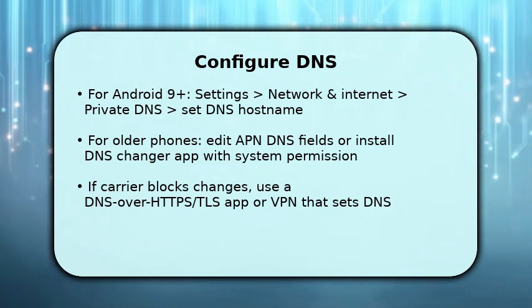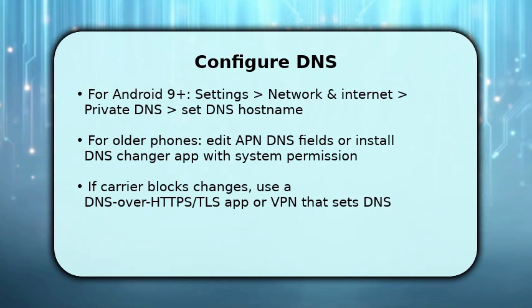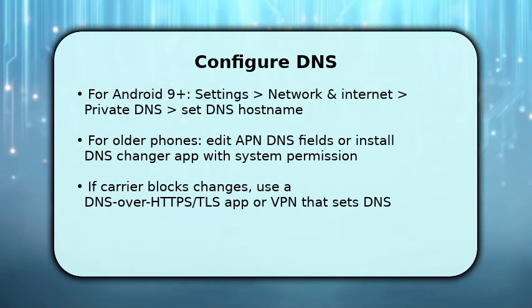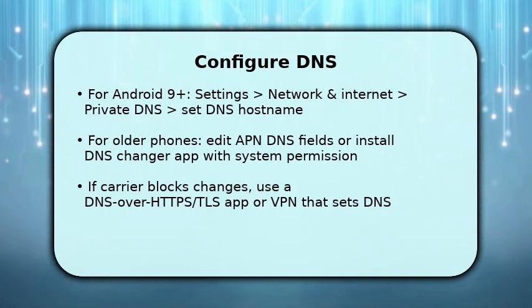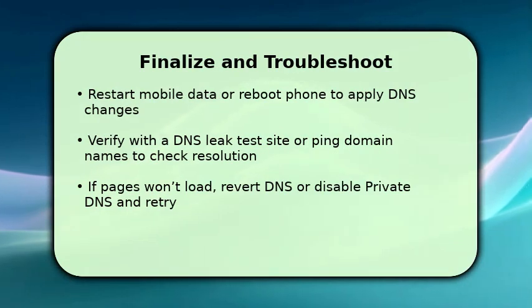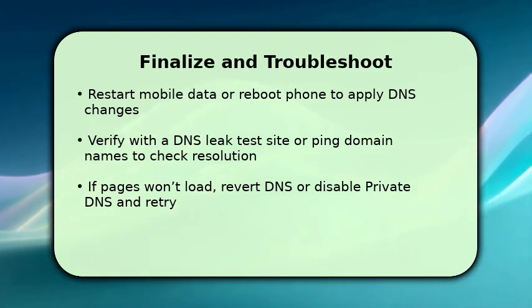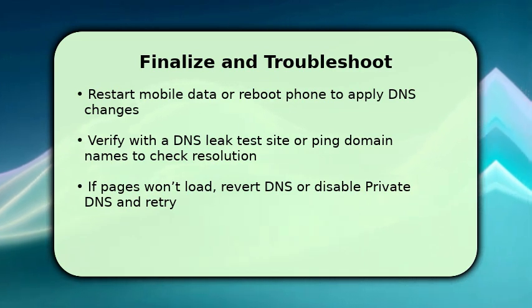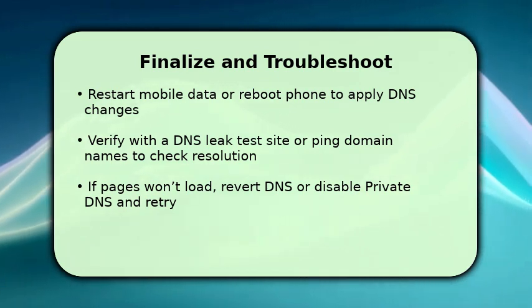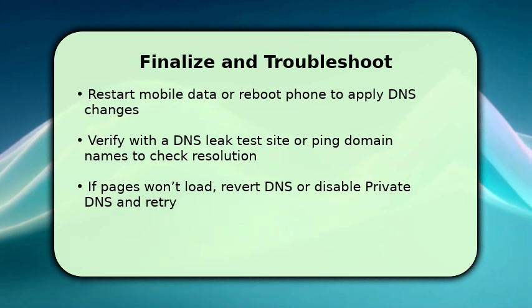If the APN won't save, install a trusted DNS changer app and grant the necessary permissions to redirect DNS for mobile data. Finish by toggling mobile data off and on, or reboot the phone to ensure the new DNS is active. Then test. Load a website, and if you want, use a DNS leak checker or a simple ping to verify domain resolution uses the new server.